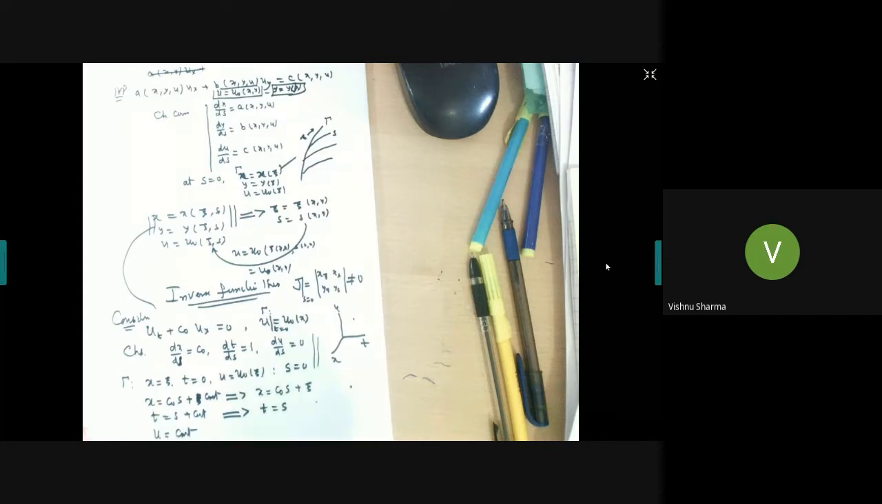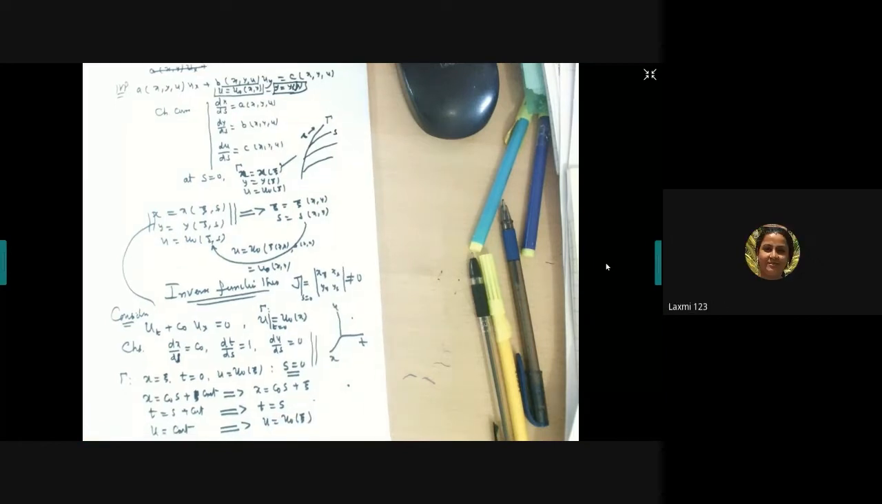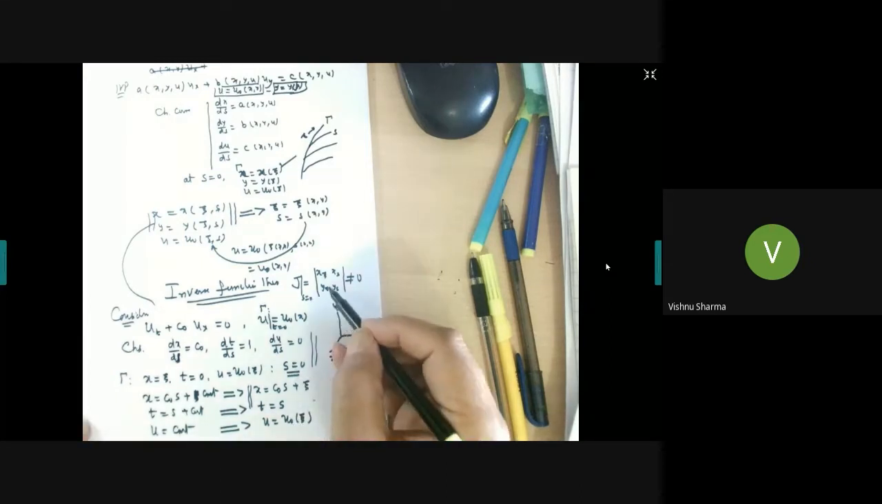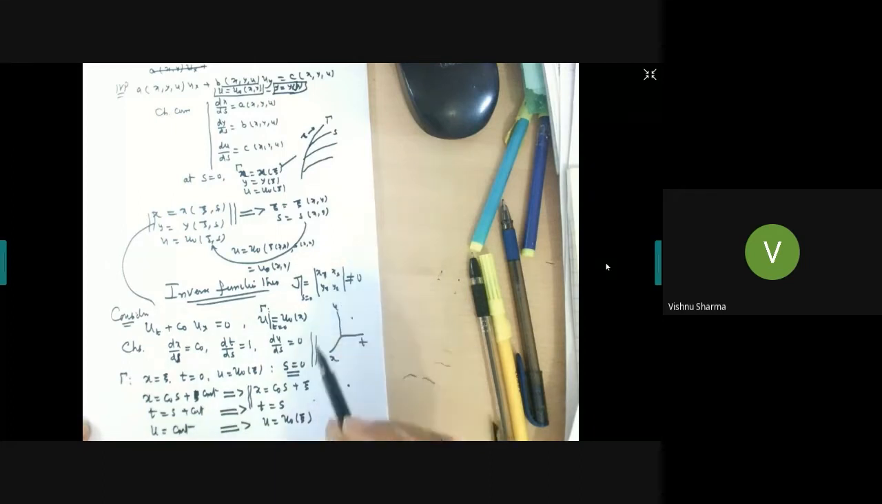Because they are functions, the constant at s equal to 0 gives u equal to u naught of xi, and therefore the constant should be u naught of xi. Is that right? Now, from here, as I said, from the first two equations, we should be able to solve for s and xi uniquely. This is possible here because of the Jacobian of the transformation, as you can quickly see.